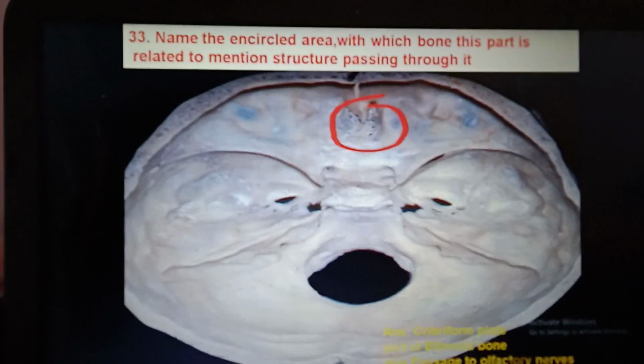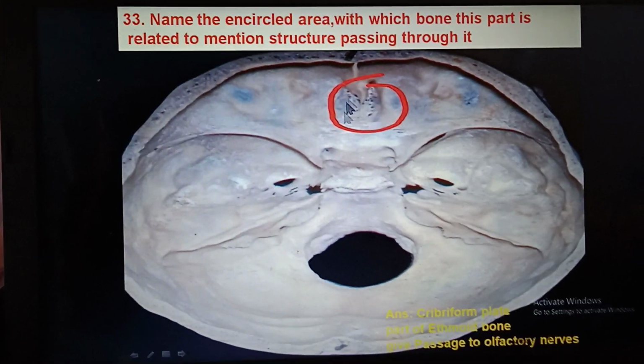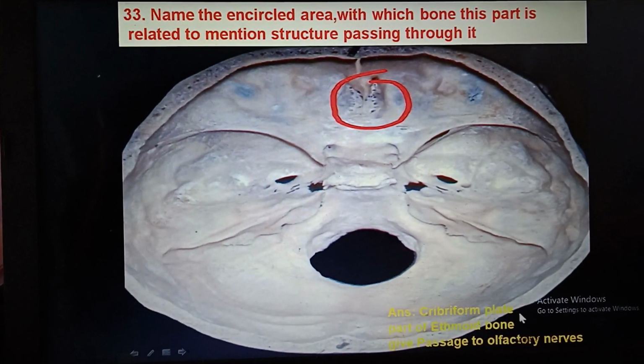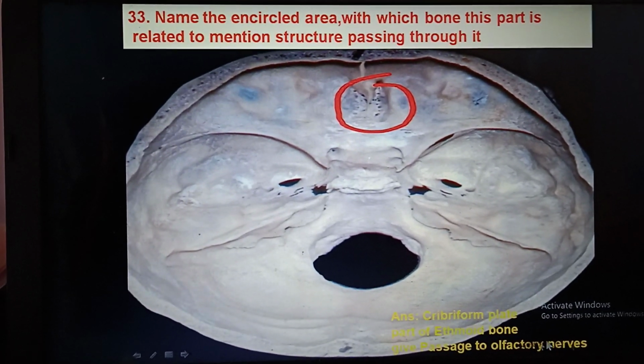Name the encircled area, the bone this part is related to, and mention the structure passing through it. This is the cribriform plate, and it's a part of the ethmoid bone, and it gives passage to the olfactory nerve.